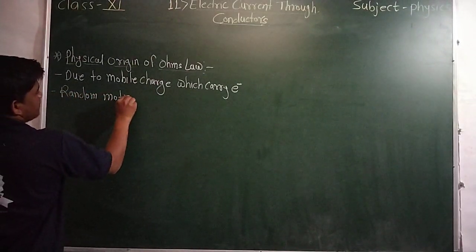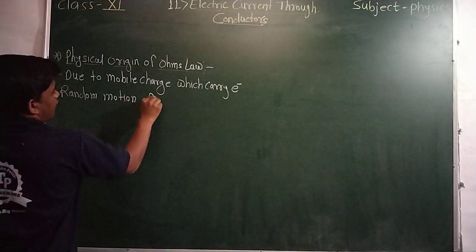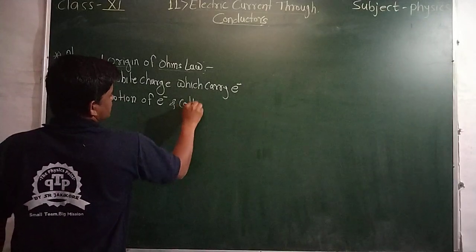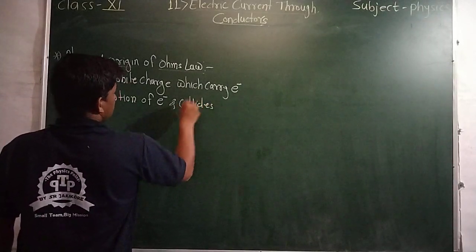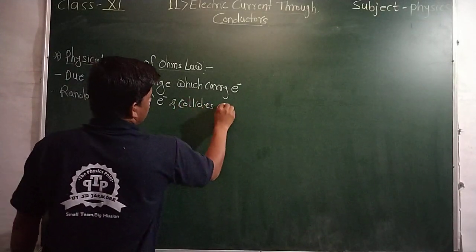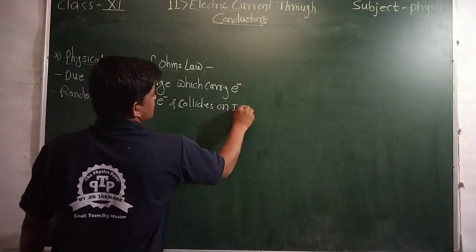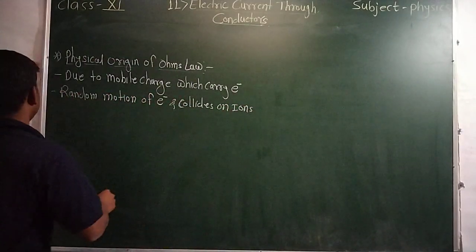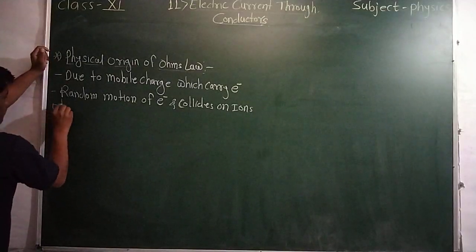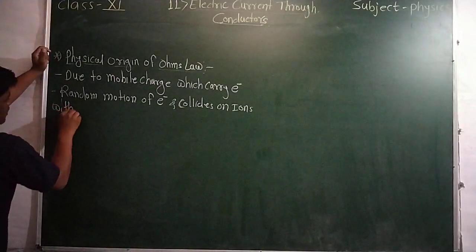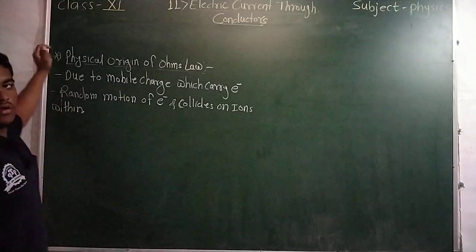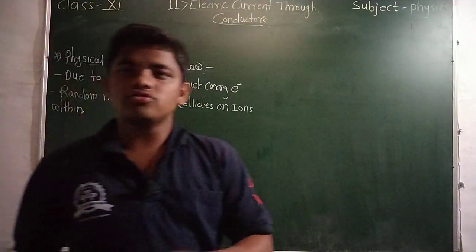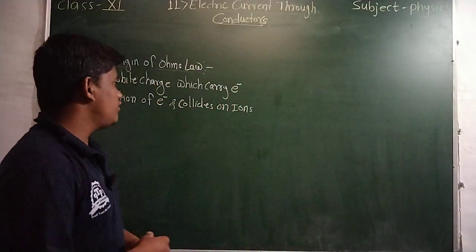The electrons collide due to random motion with the ions within the conductor. Then it is assumed that the electrons do not collide with each other.